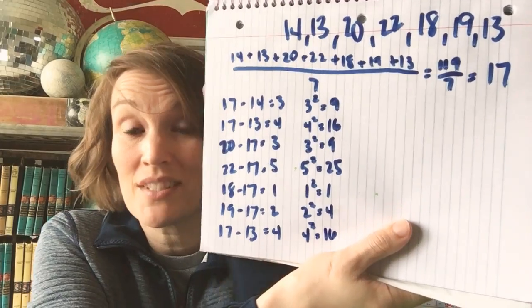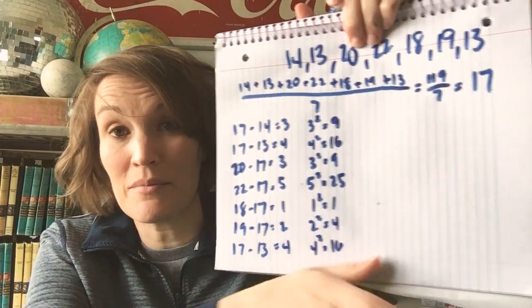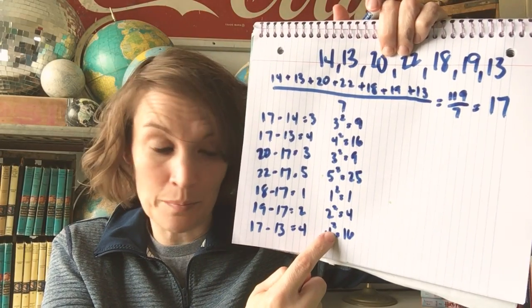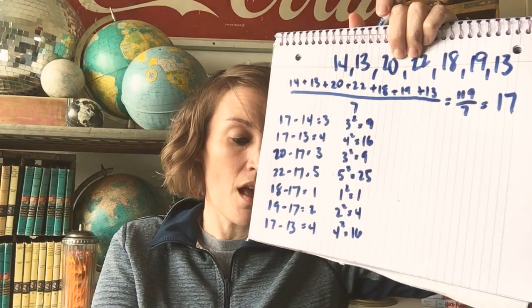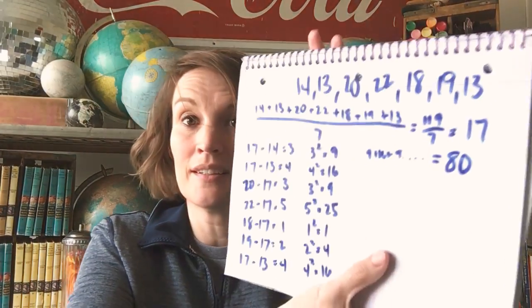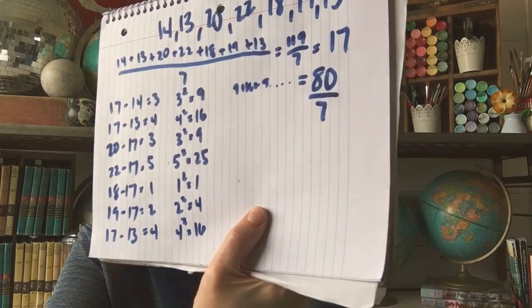So that's step 1, find the mean. Step 2, find the difference. Step 3, do the squares. Okay? Step 4 is to add up all these squares. So we say 9 plus 16 plus 9 plus 25. I'm just going to kind of dot this. When I add all those up, I get 80. Okay? And then I'm going to divide by the number that there are. There are 7. 80 divided by 7.